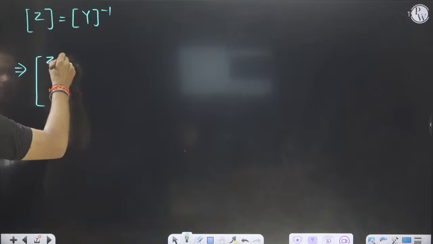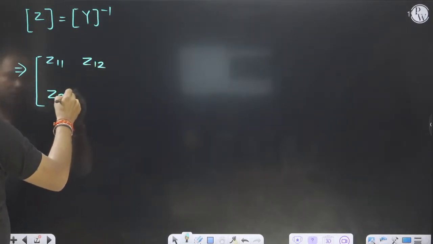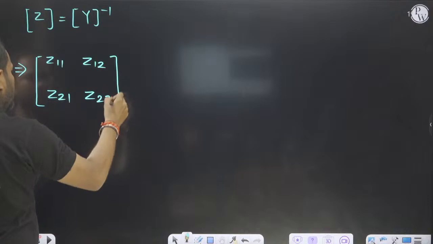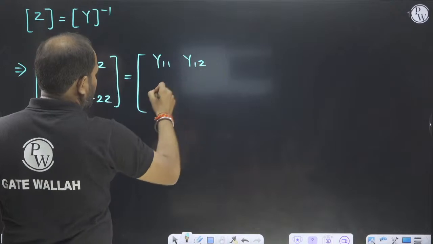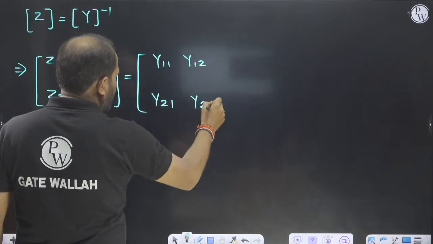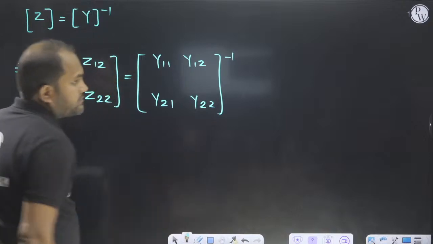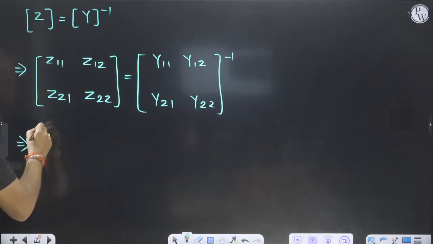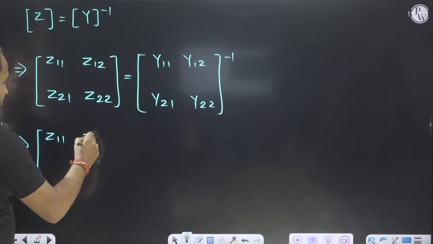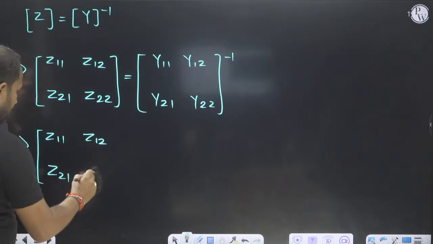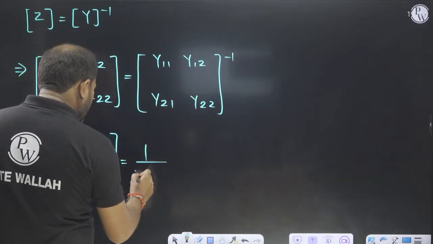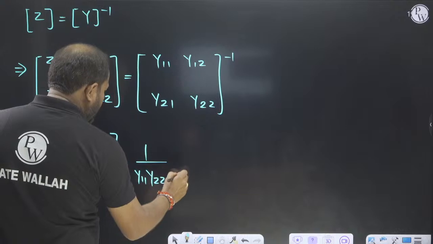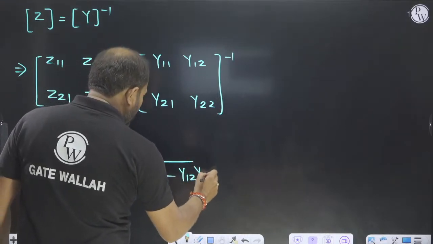The Z parameter will be written as Z11, Z12, Z21 and Z22, and Y inverse is Y11, Y12, Y21 and Y22 inverse. Then I will ask what are Z11, Z12, Z21 and Z22. Y inverse will be written as 1 upon the determinant, Y11 Y22 minus Y12 Y21.